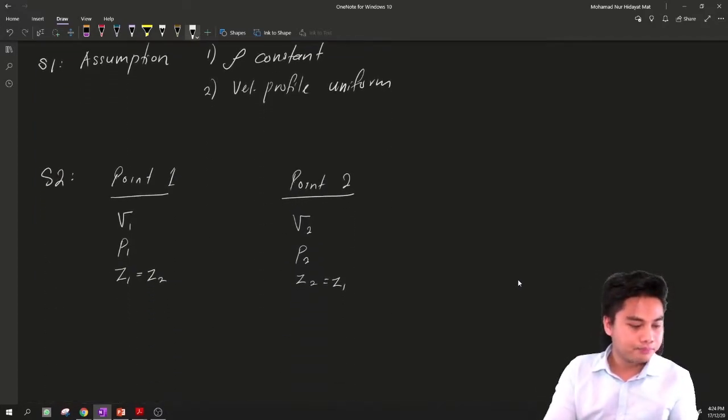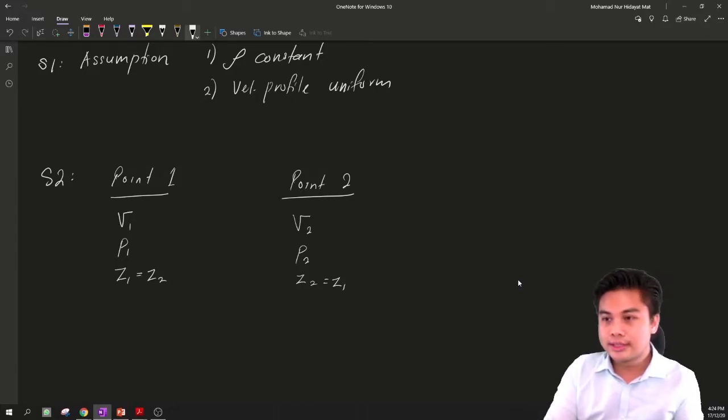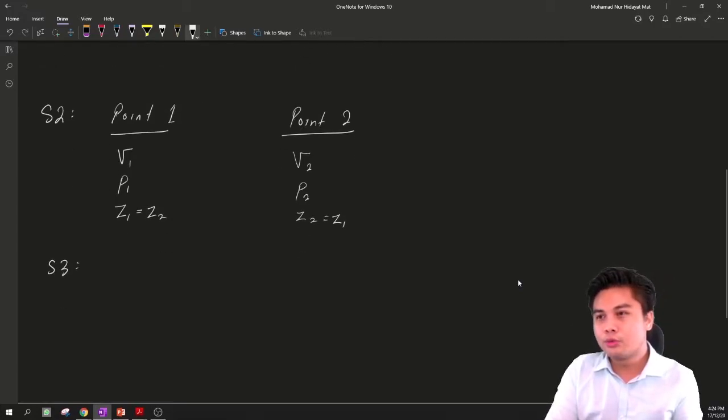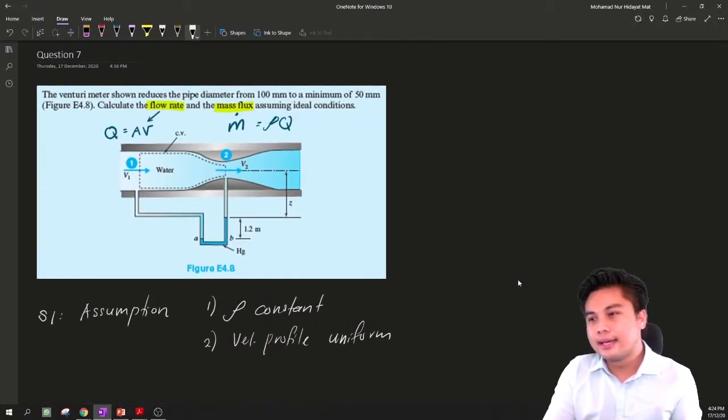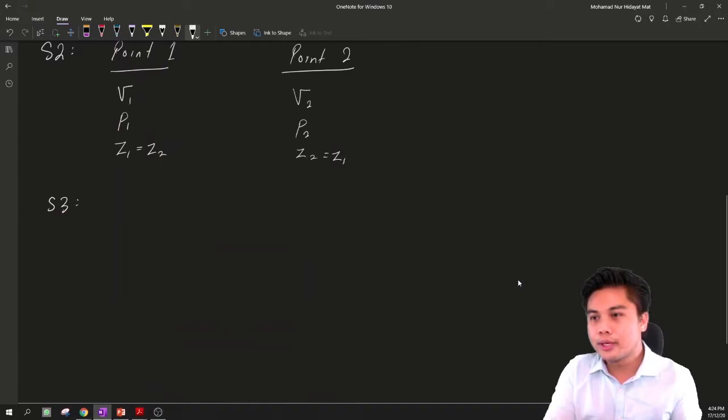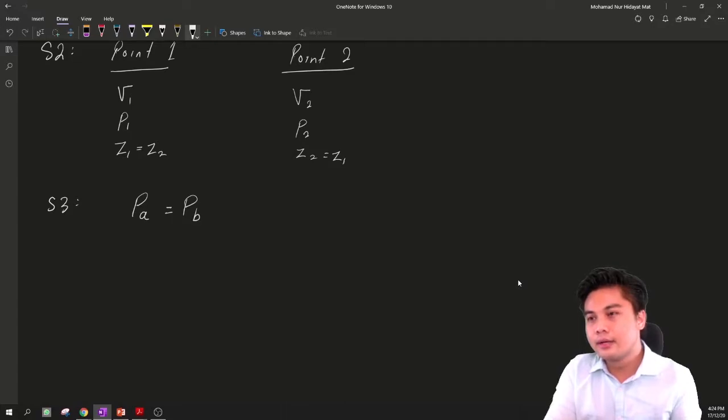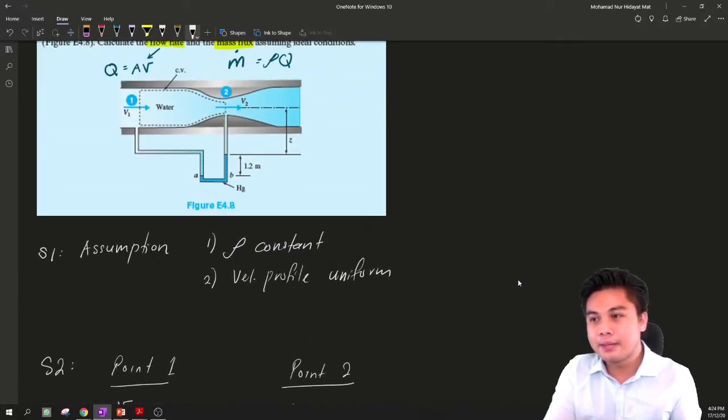So from here, step number 3, let's take pressure at point A equal to pressure at point B. The reason why we equate pressure A to pressure B is because we need to find the relationship of pressure at 1 to pressure at 2. Remember, hydrostatic pressure is the same at the same elevation. So pressure A is the same as pressure B.